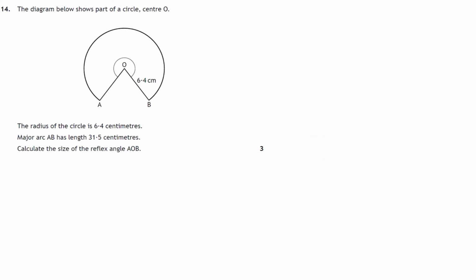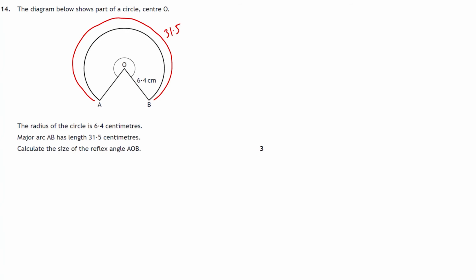Okay, question 14. So it looks like we've got an arcs and sectors type question here. Let's see, the radius of the circle is 7.4. The arc has a length of 31.5. So this curved part, remember the arc is the curved part going around the edge. So we're talking about this part here, it's 31.5, I've just drawn in red. So calculate the size of the reflex angle AOB. So we're looking for this angle in the middle.